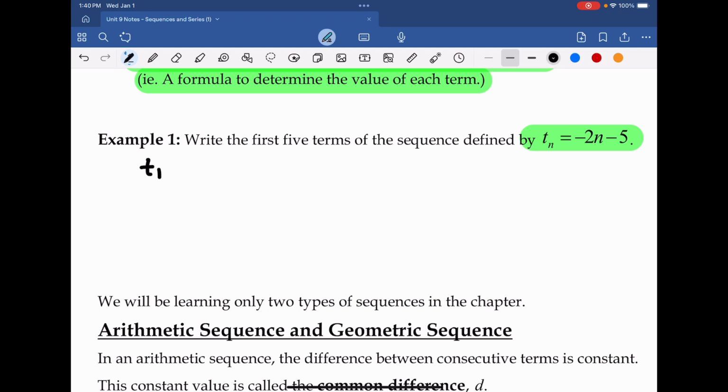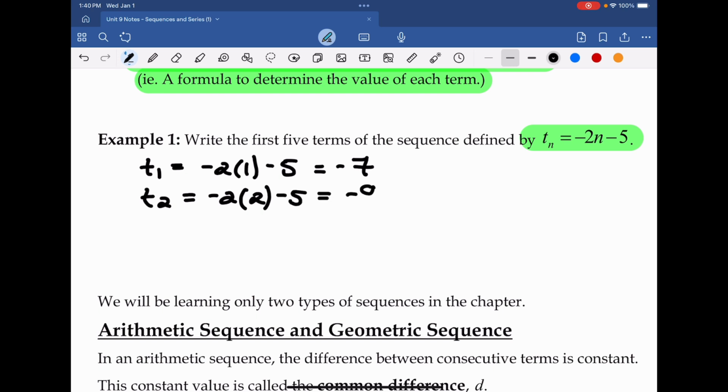So I'm going to go t1 is equal to -2 times 1, which is the n value, minus 5. This is going to give me -7. I'm then going to go t2, which is equal to -2 times 2 instead of 1, minus 5. This is going to give me -9. I'm going to go to t3, which is equal to -2 times 3, the third term, which is the n, minus 5, which is equal to -6 minus 5, which is -11. And then clearly we see a pattern here, right?